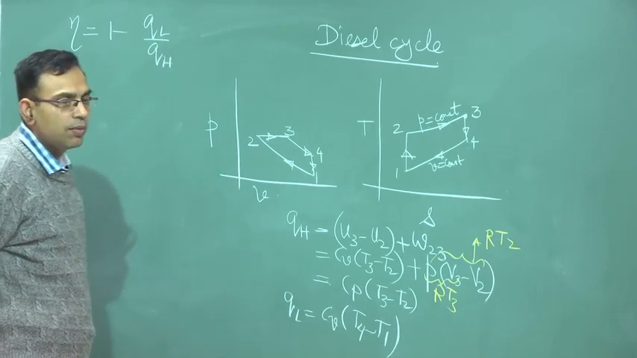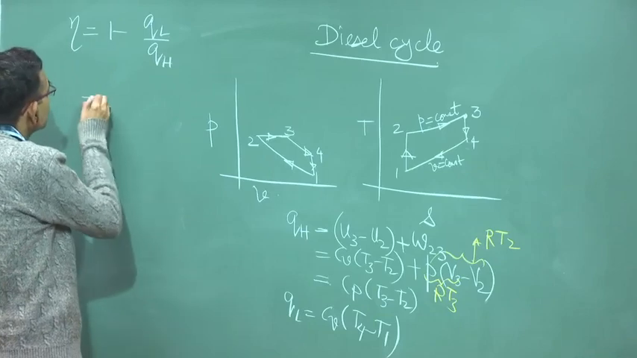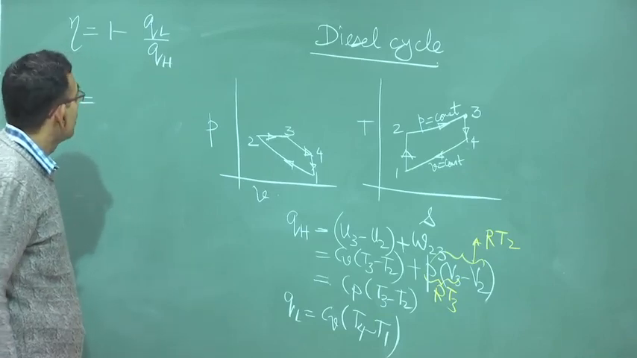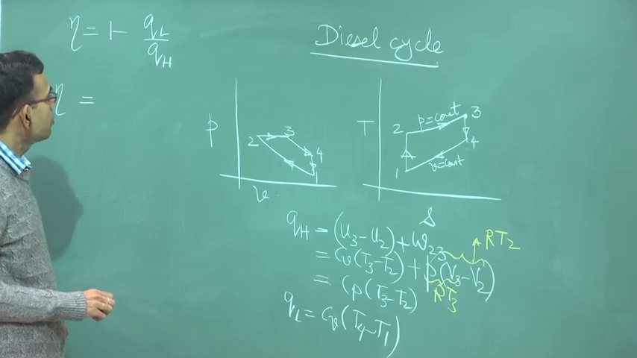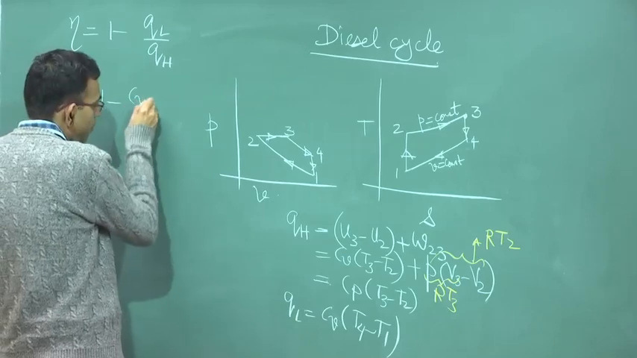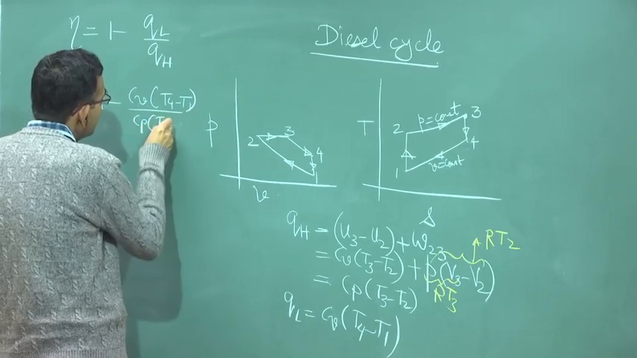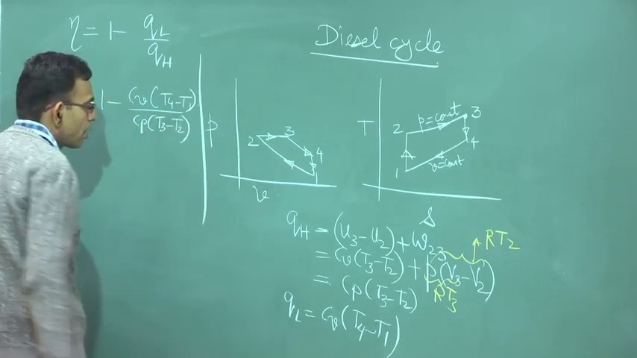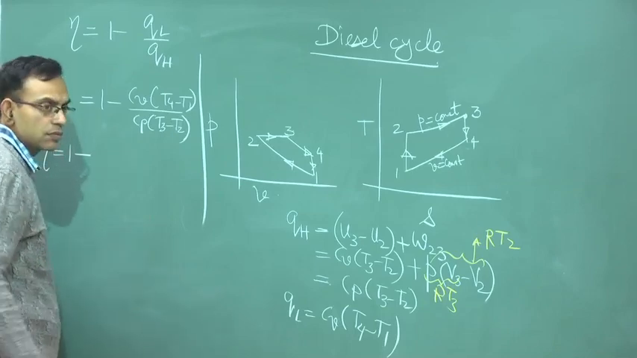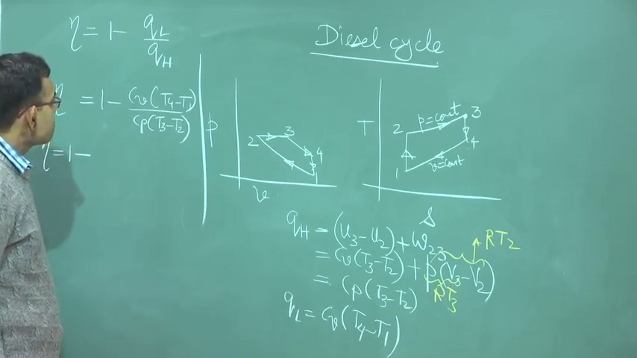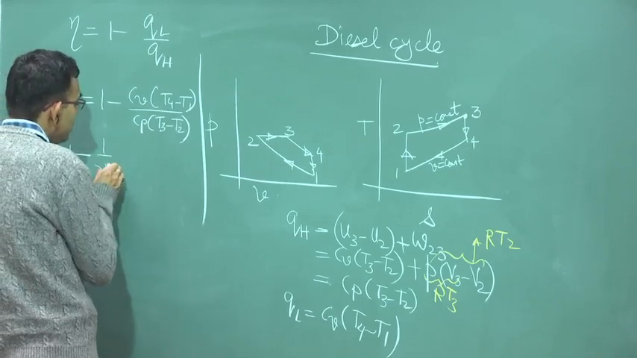Efficiency is equal to 1 minus QL by QH. So this is 1 minus Cv into (T4 minus T1) by Cp into (T3 minus T2). Cv by Cp is 1 by gamma.